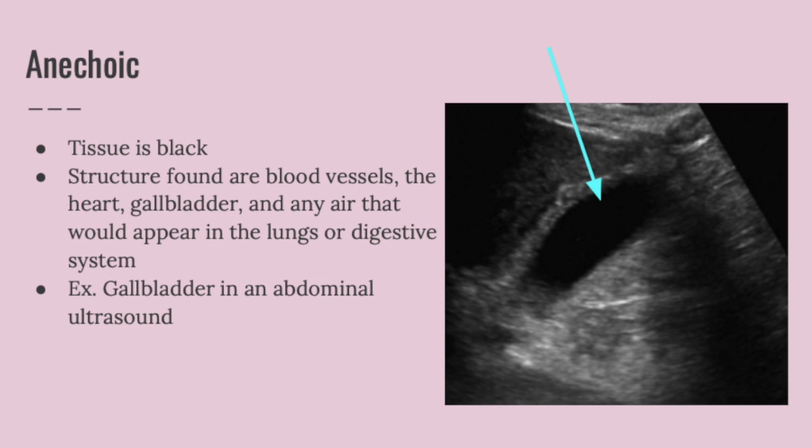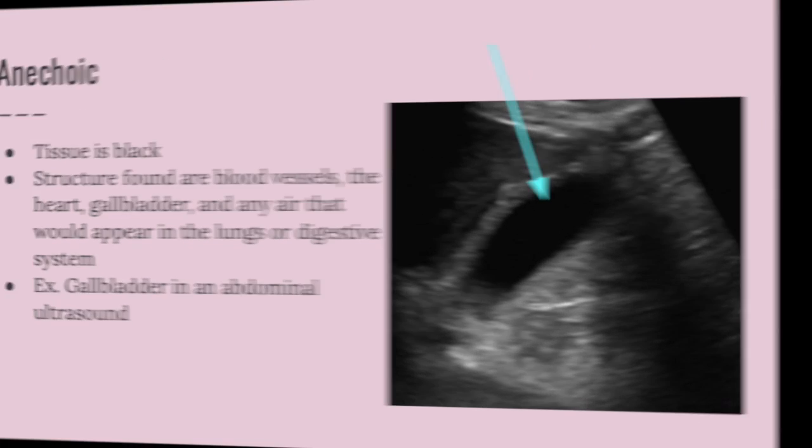Another tissue we are going to talk about is anechoic tissue. Anechoic tissue produces no echoes. The anechoic structures appear black in grayscale. Some structures that appear black on an ultrasound are the heart, blood vessels, gallbladder, and any area that would appear in the lungs or digestive system. When performing an abdominal ultrasound, I would expect to find anechoic tissue and fluid-filled structures such as the gallbladder and blood vessels. The blue arrow is pointing to the gallbladder.